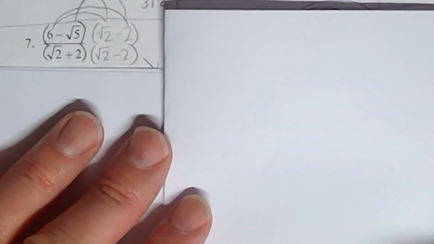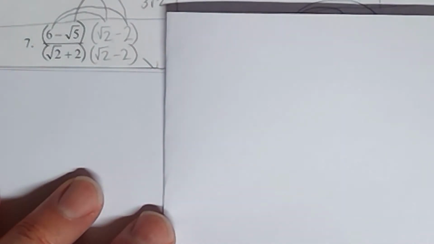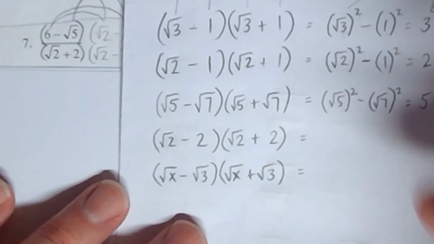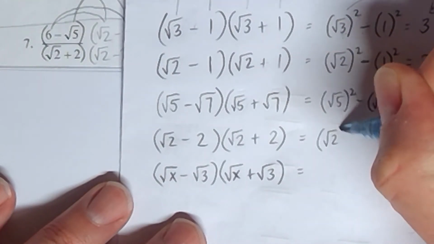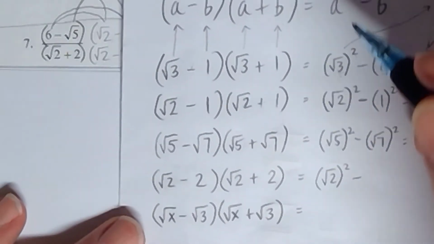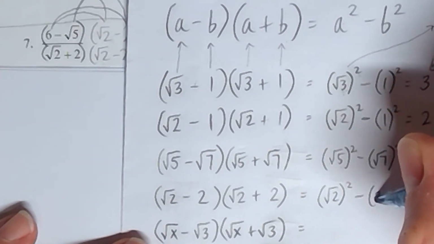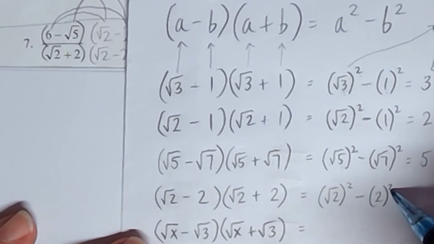Okay, number 7. We already know we need to multiply by square root of 2 minus 2. If we go back to our formula sheet for that, you can see that it comes out as square root of 2 squared, because the square root of 2 is the a part, from the formula up here. And then the 2 without the radical, that is the b part, goes over here, b squared.